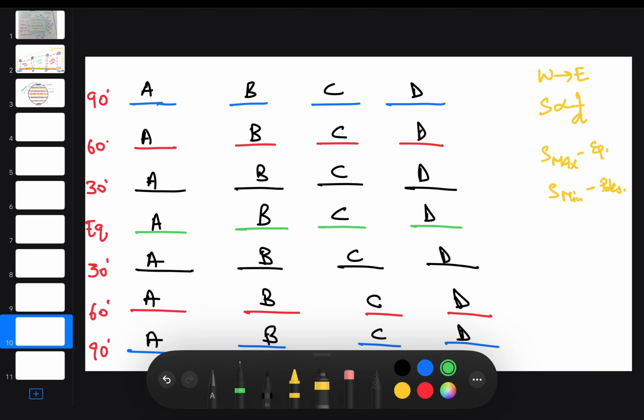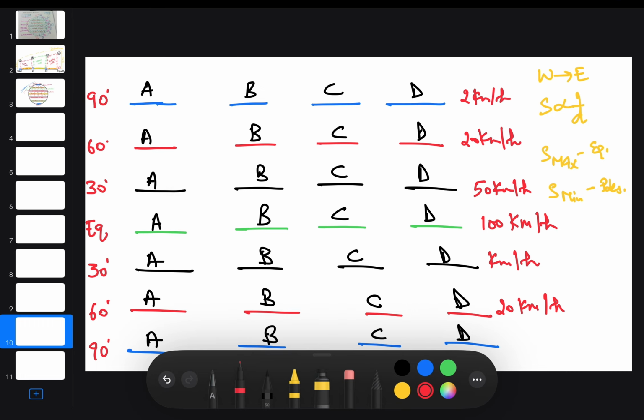Suppose the speed at the equator is maximum, let's take 100 km per hour. As compared to the equator, at 30 degrees the speed will be less. Suppose it is 50 km per hour. Now at 60 degree latitudes the speed will reduce further. It is 20 km per hour. And at the pole the speed is minimum. Let's say it is 2 km per hour.